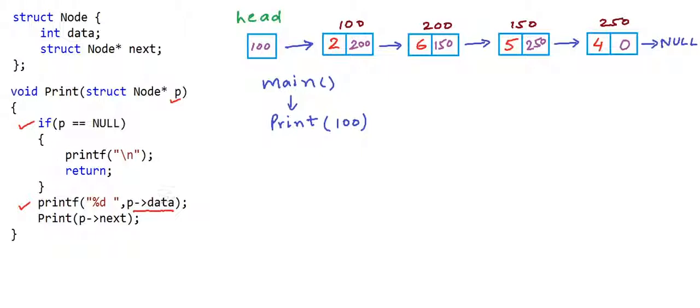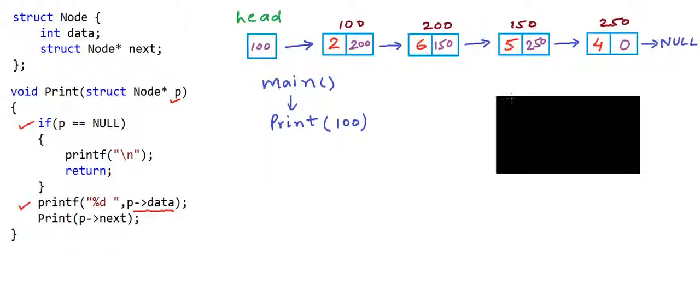P arrow data means that we will first dereference the address. So we will go to the address 100 and then we will look at the data field there. So on the console we will print the data field at address 100, and now we will make a recursive call. We will make a call to the print function, passing it address p arrow next, which is 200. And the execution of this particular call will not finish. It will finish only after print 200 finishes. We will come back to it.